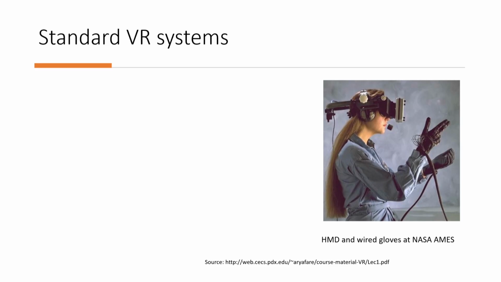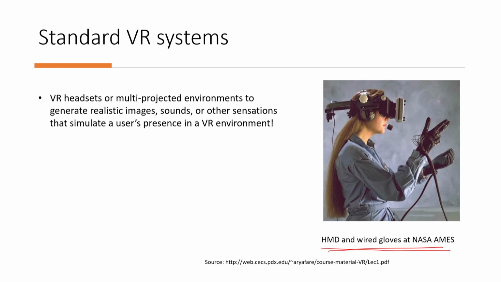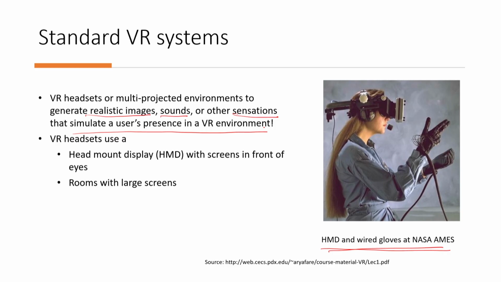Let us look at what makes for standard VR systems. Here you can see on the right an HMD and wired gloves at NASA Ames, that is an example. VR headsets or multi-projected environments are part of these VR systems, and what they do is they generate realistic images which are shown on displays. They may also generate sounds and other sensations that simulate a user's presence in a VR environment.